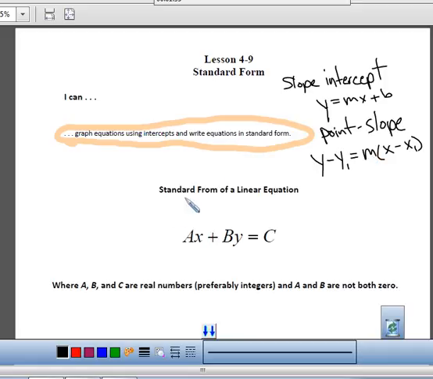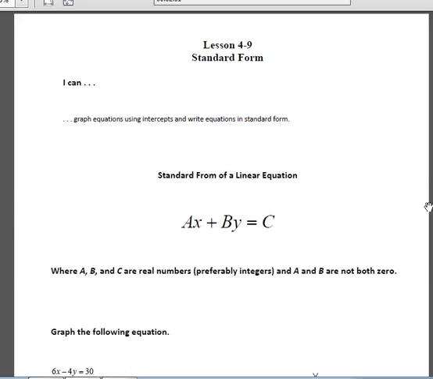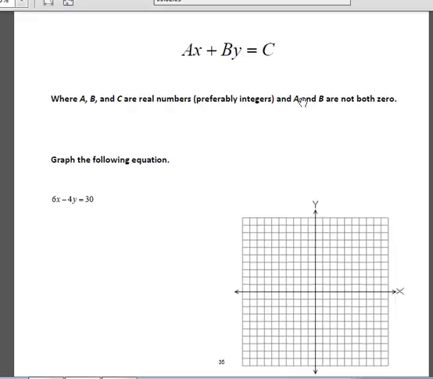Okay, now we're going to be dealing with a standard form, which is a times x plus b times y equals c, where a, b, and c are real numbers, preferably integers, and a and b are not both 0. Alright, so let's take a look at the example below so we can start to understand what this is all about.